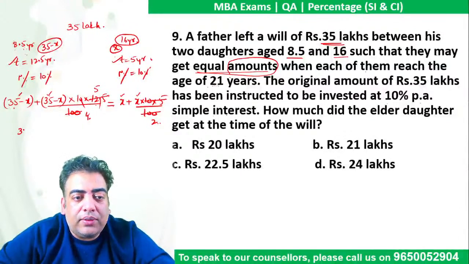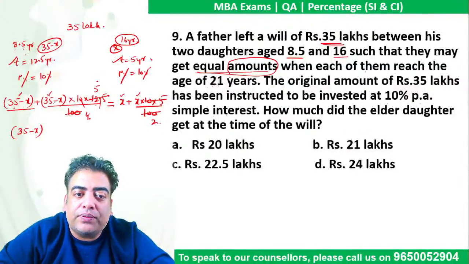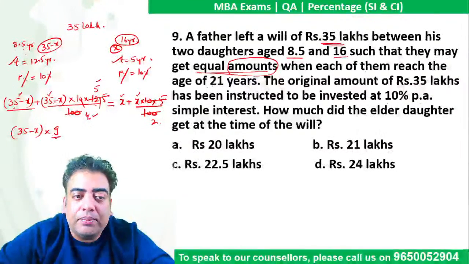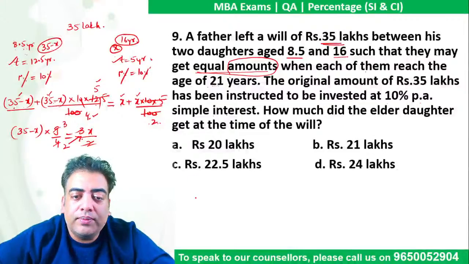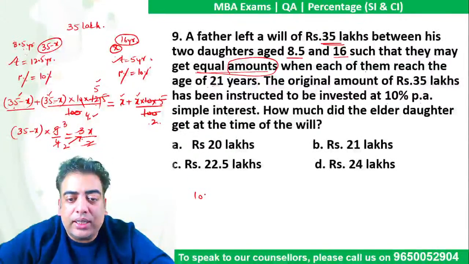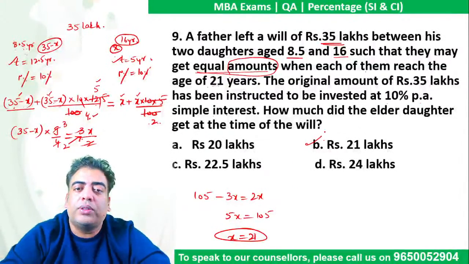So it will be 35 minus X into, when you take 35 minus X common, the value in the bracket must be 1 plus 5 by 4, which comes out to be 9 by 4. And here it is X plus X by 2, which is 3X by 2. So 3 3s are 9, 2 2s are 4, get cancelled out. Now let's simplify. So multiply with 3 and take 2 here. So it becomes 35 into 3 is 105 minus 3x equal to x, or we can say 5x equal 105, or x is equivalent to 21 lakh. So the correct answer option comes out to be B.